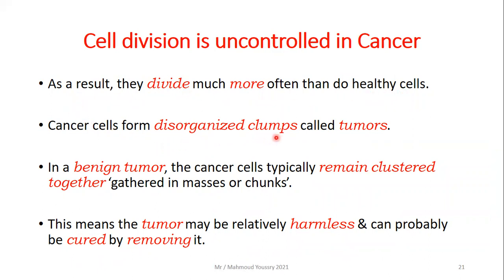Cancer cells form disorganized clumps or groups of cells called tumors. In a benign tumor, the cancer cells typically remain clustered together, gathered in masses or chunks. This means that the tumor may be relatively harmless and can probably be cured by removing it.